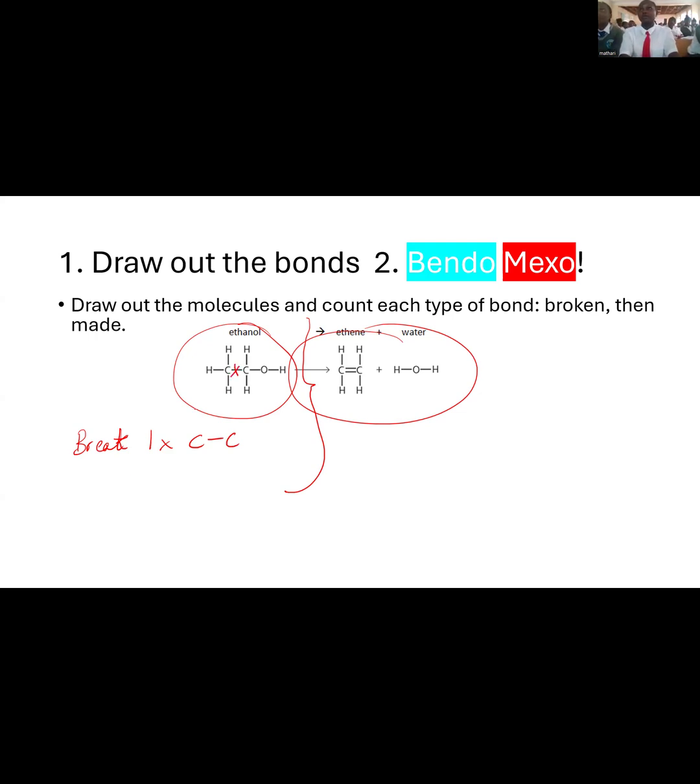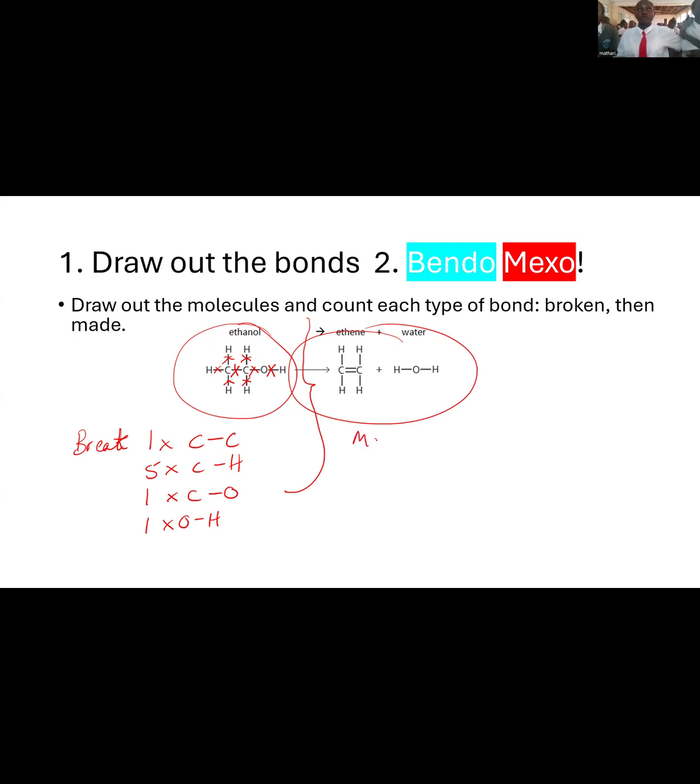Okay. I'm going to have to break 1, 2, 3, 4, 5 carbon to hydrogen. I'm going to have to break 1 CO. I'm also going to have to break 1 OH.